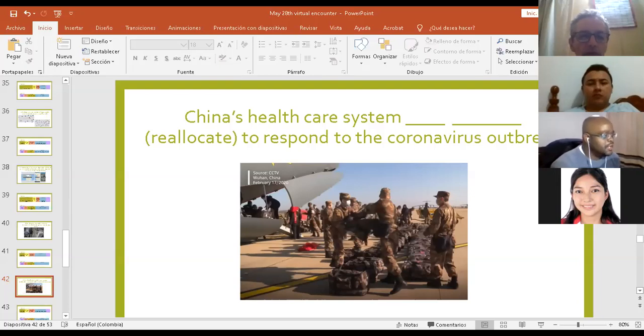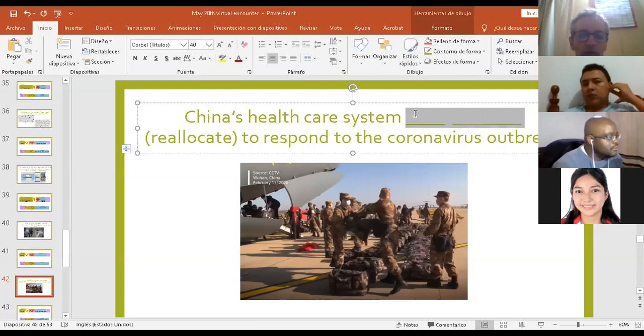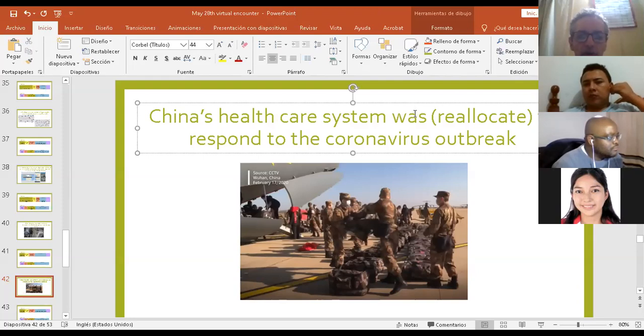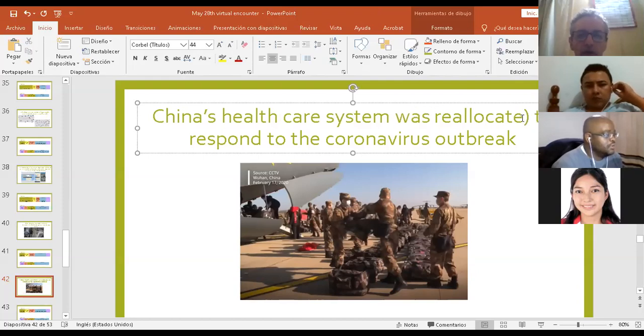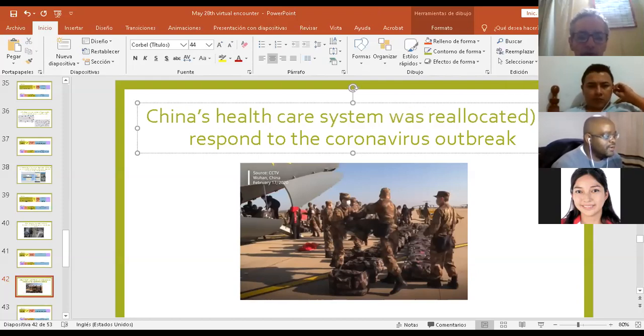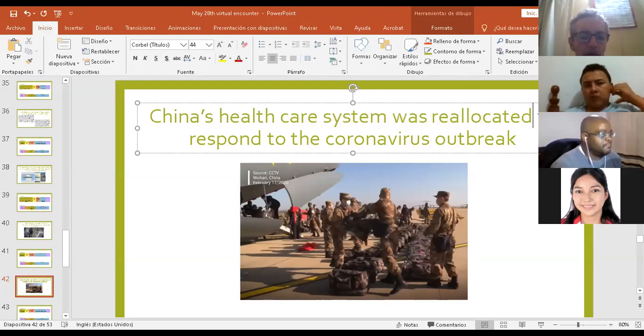China's health care system was relocated to respond to the coronavirus outbreak. Right. As they didn't have the virus in all the country, they moved doctors and the devices and the machines and all they needed to the area that was infected. That's reallocate.